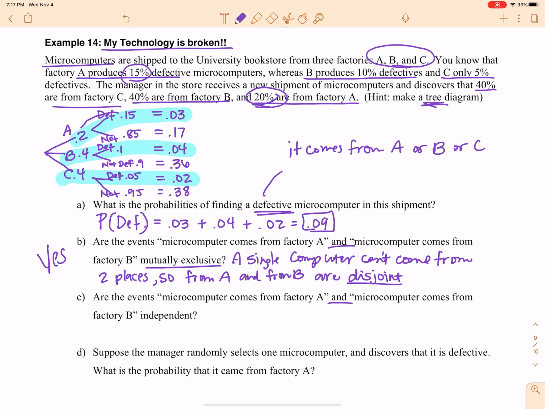So this is yes because they can't happen at the same time. In other words, the probability of A and B equals 0. There's no value for that. The probability doesn't equal anything. So because that is true, these would be disjoint or mutually exclusive.